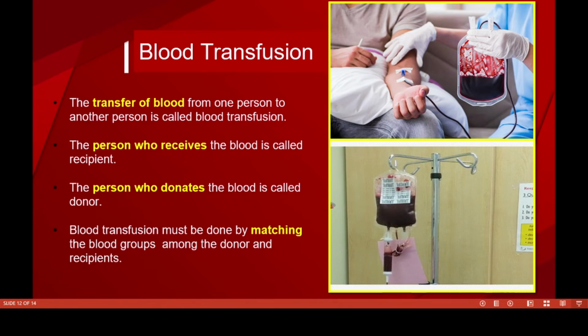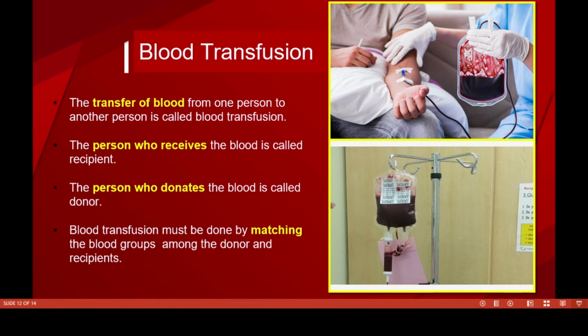We should know two things: one is a donor and the other is a recipient. What is a recipient? The person who receives the blood is called a recipient. For example, if I am receiving blood from someone else, I am the recipient. Then what is a donor? The person who donates the blood is called a donor. For example, if anybody needs blood and I am donating the blood, I am a donor.